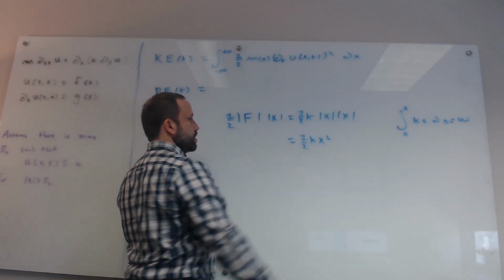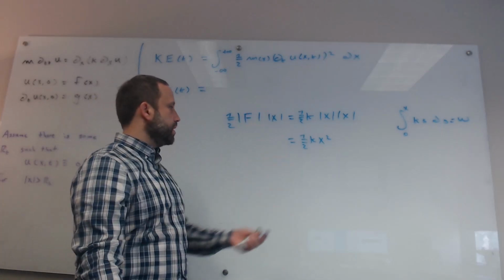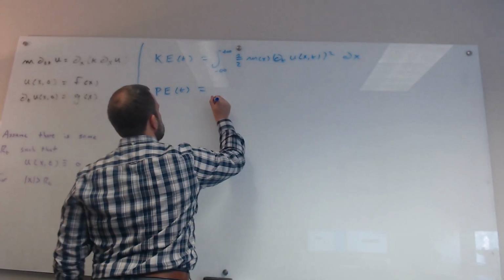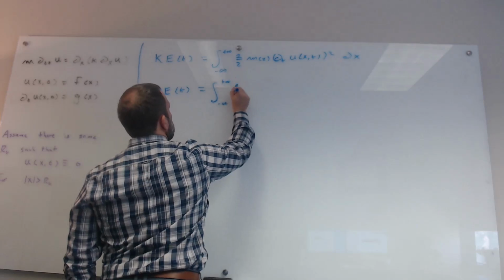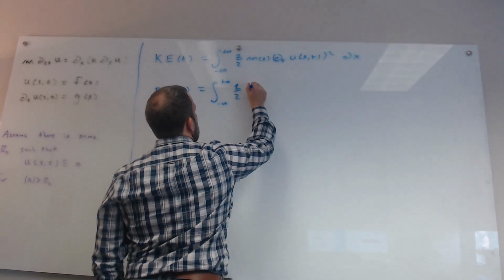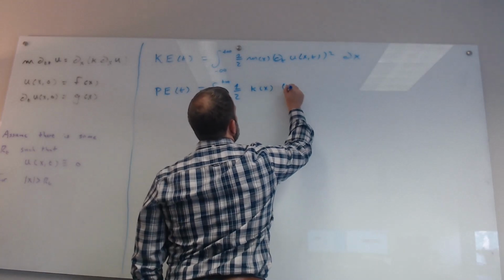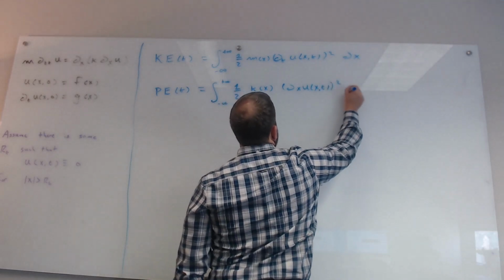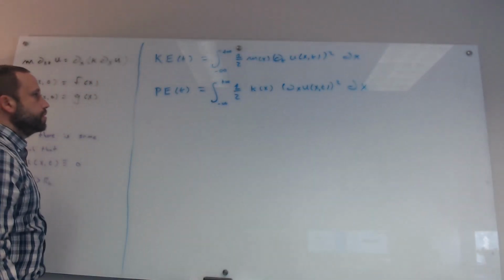So instead of x, it's going to be the x derivative squared, because that is what we're doing force against, and k is going to be this k right here. So the potential energy in this string is the integral from minus infinity to positive infinity, 1/2 k of x times the x derivative squared dx.